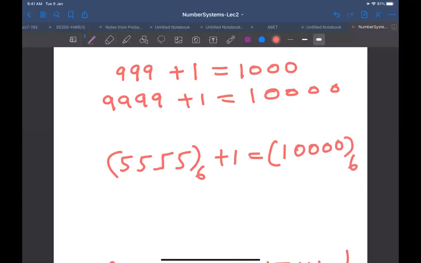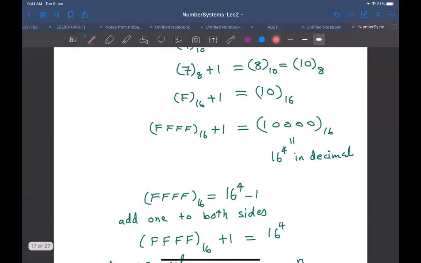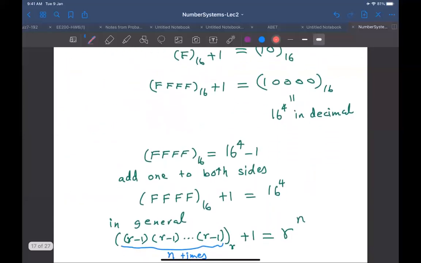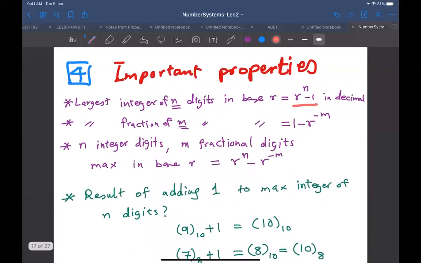Notice that this is not the case in decimal. The case in decimal is going to be what? Is going to be 6 to the 4. Okay? This is the value of this number. So whatever that value is, it's going to be that. But in base 6, it's represented as this. Okay? So this is the result of adding 1.